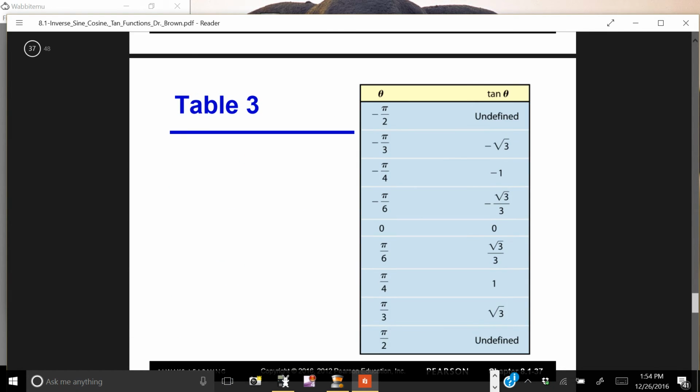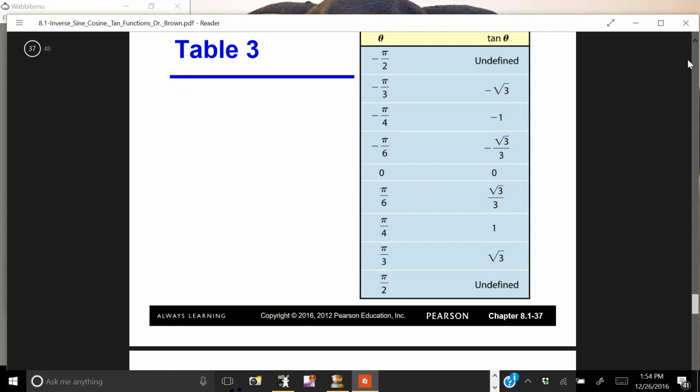You can also look at the table. If you did a table of the angle theta between minus pi over 2 and plus pi over 2, you will find that if you find a tangent value of 1, its corresponding angle is pi over 4.